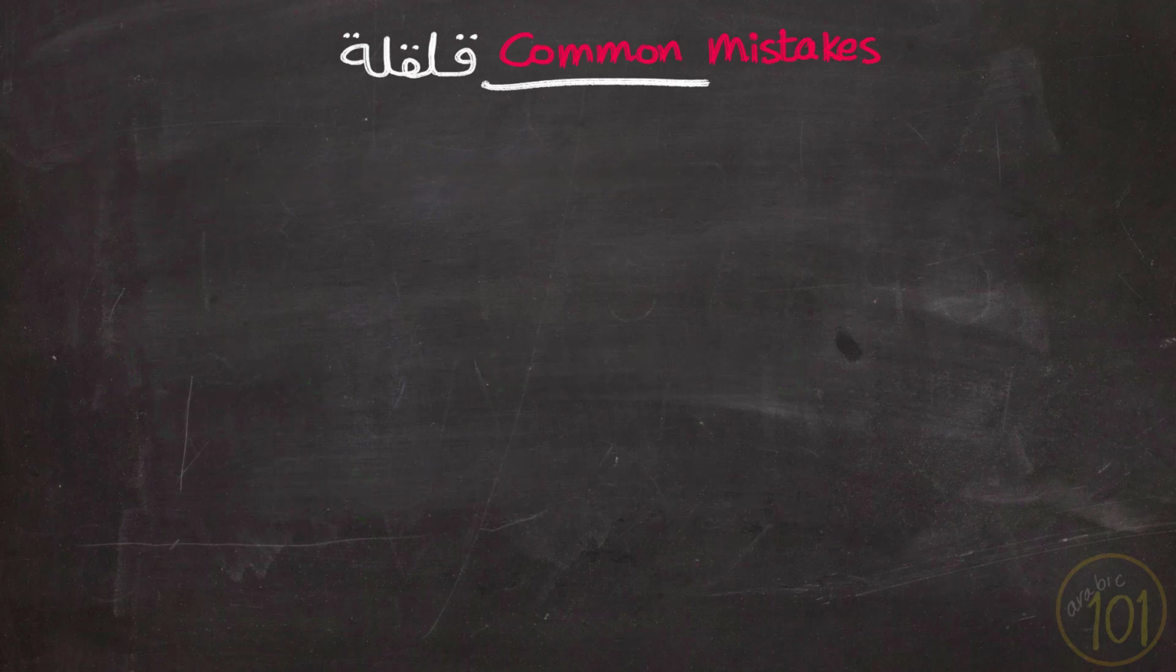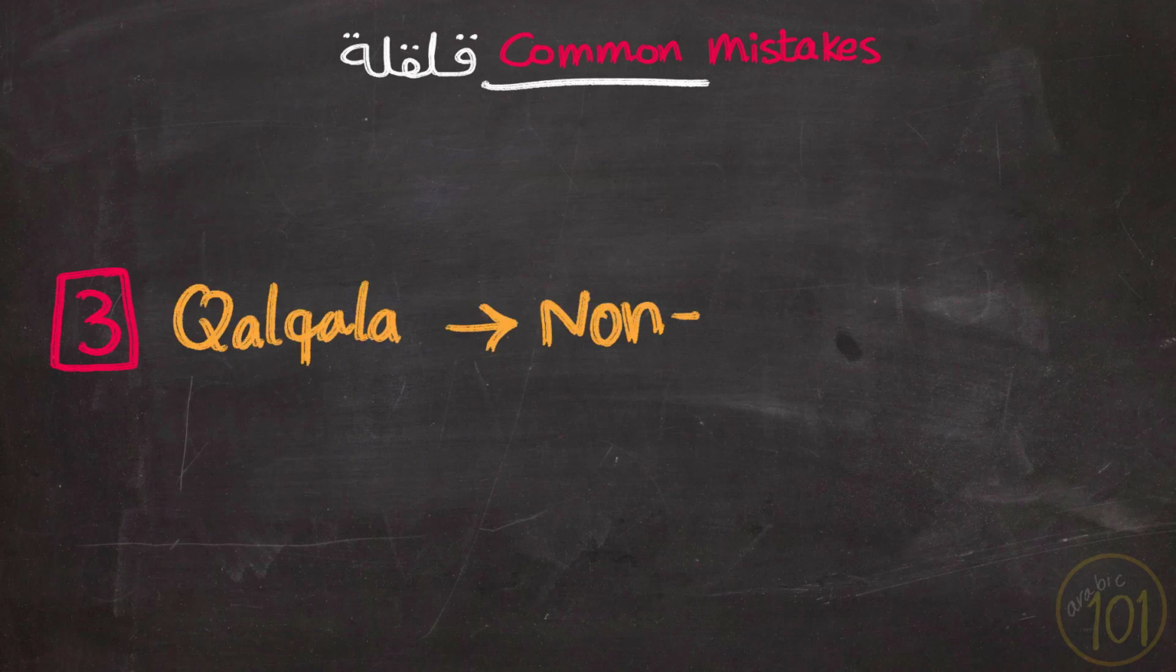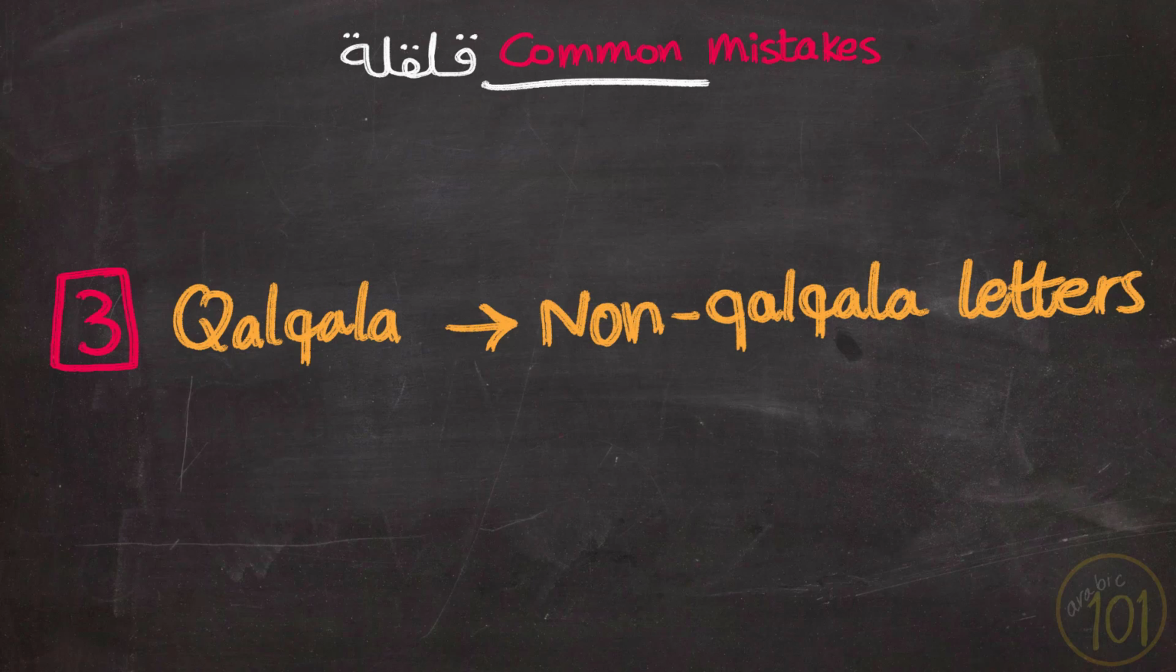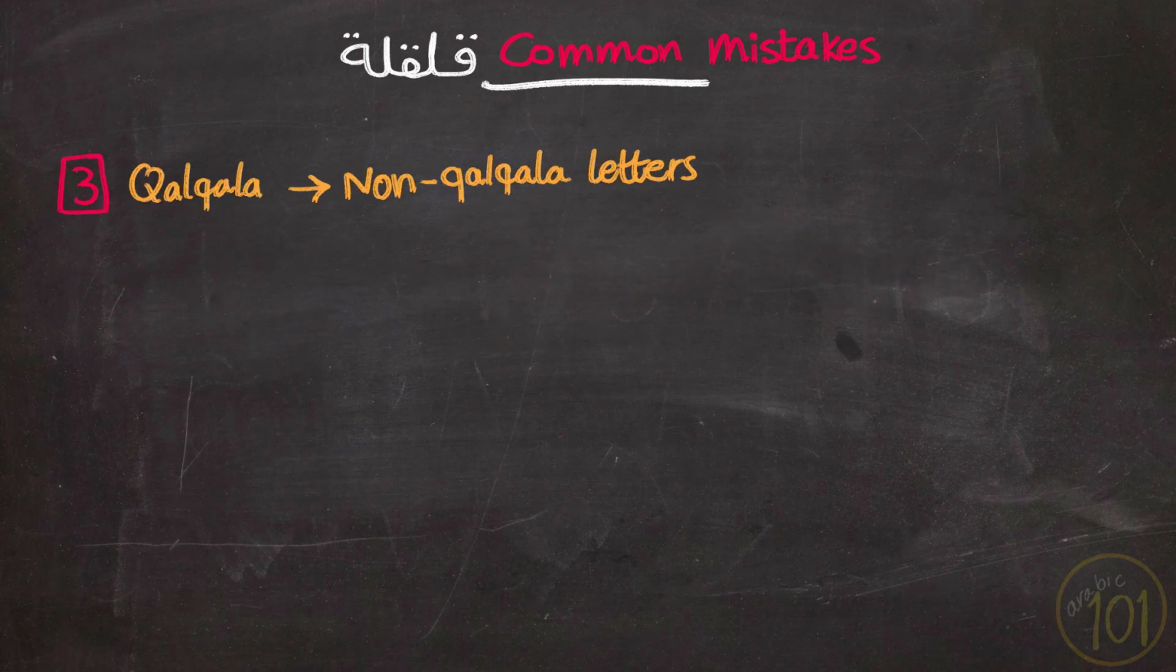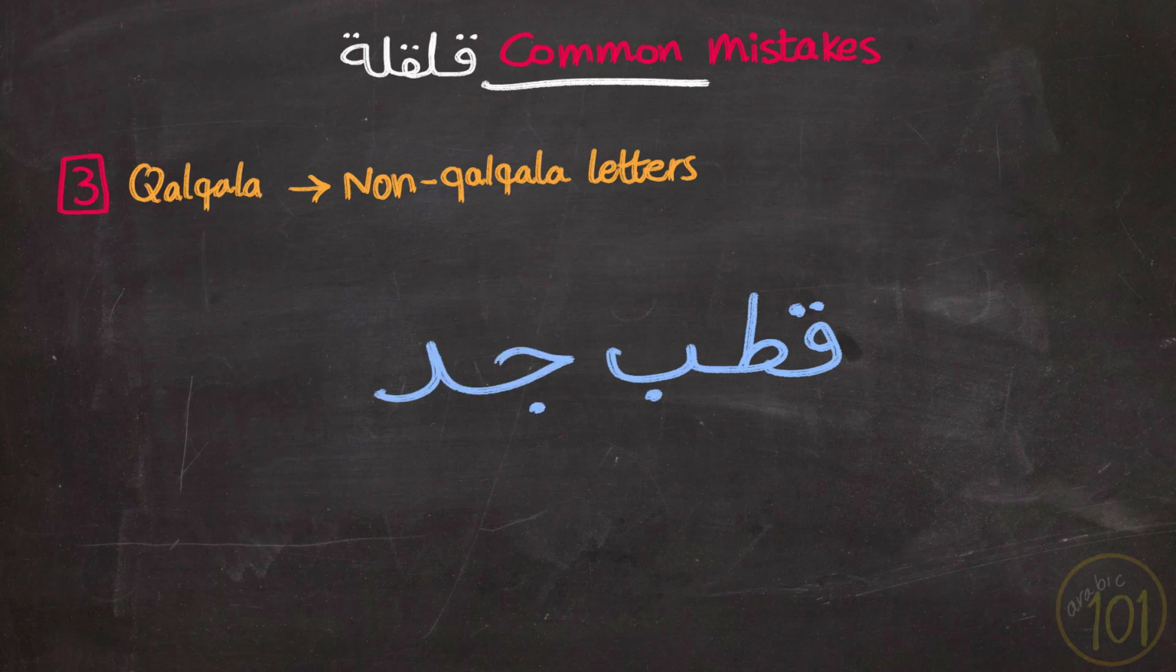Moving on to common mistake number 3, which is applying qalqalah to non-qalqalah letters. Now, as you know, qalqalah is limited to 5 letters only, which form the word qutb jad. However, some learners, in their attempt to show some letters a bit extra, accidentally add qalqalah to some letters. Here are the most famous mistakes made in that respect.